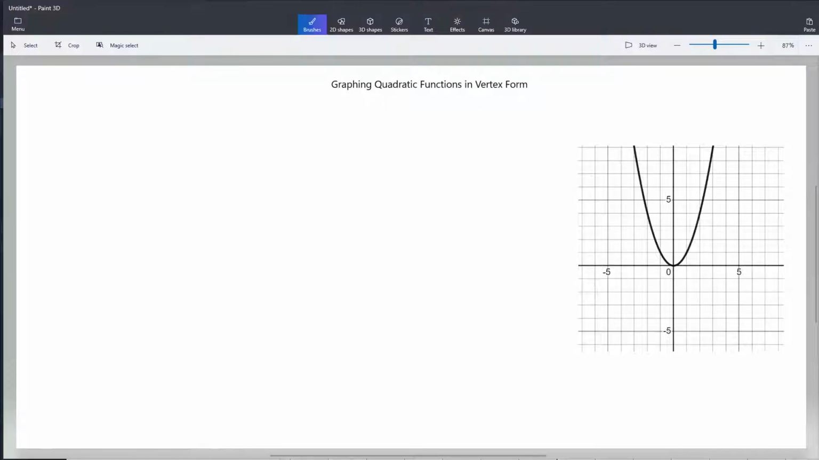Hey everybody, so in this video we're going to talk about graphing quadratic functions that are in vertex form. Okay, so the first thing I want to do is talk about what this graph is to the right.